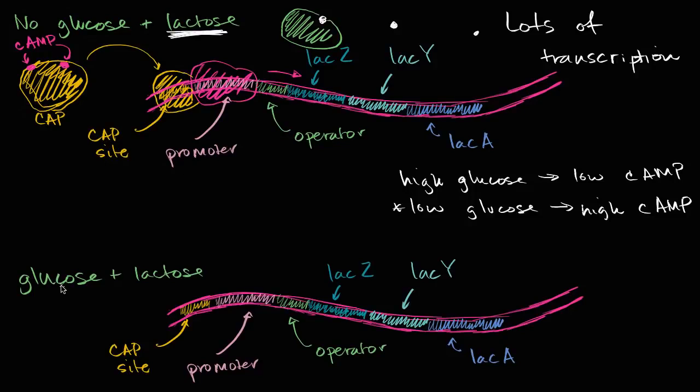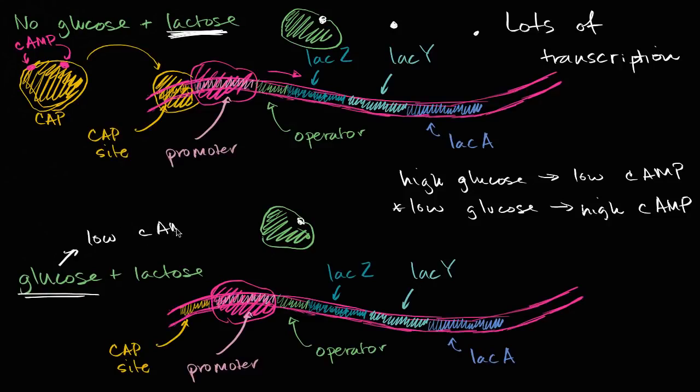Now, what about the situation where there is glucose and lactose? Well, once again, if there is lactose, then you're going to have allolactose, which is going to be able to bind to the lac repressor. And by it binding to the lac repressor, the repressor is not going to be able to bind to the operator. And so you do have, once again, the RNA polymerase is going to be able to transcribe. But because you have glucose present, you're going to have low, or, well, I'll just write no, all right, low cyclic AMP.